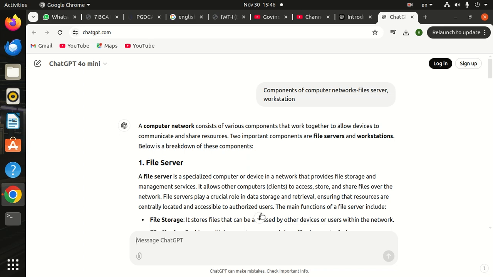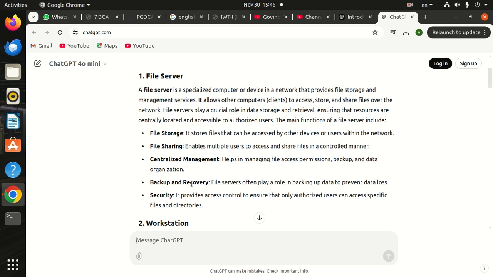Now I am going to discuss components of computer networks, regarding the file server and workstation. A network consists of various components that work together to allow devices to communicate with each other, and they can also share resources, right? The two most important components are the file server and the workstations.